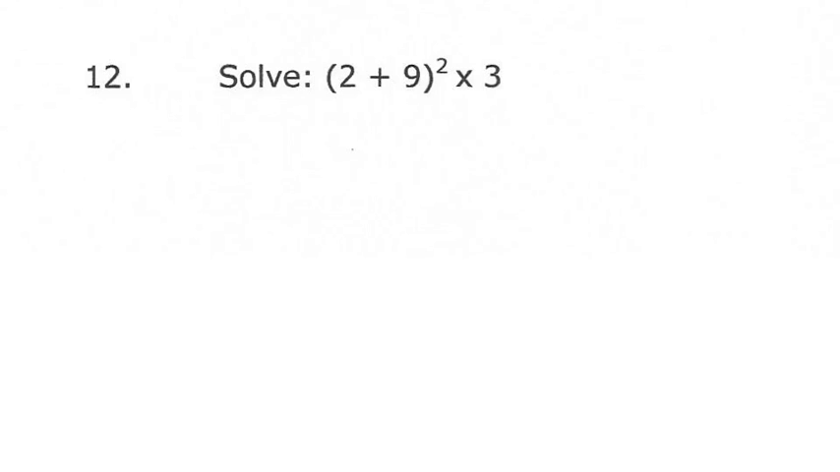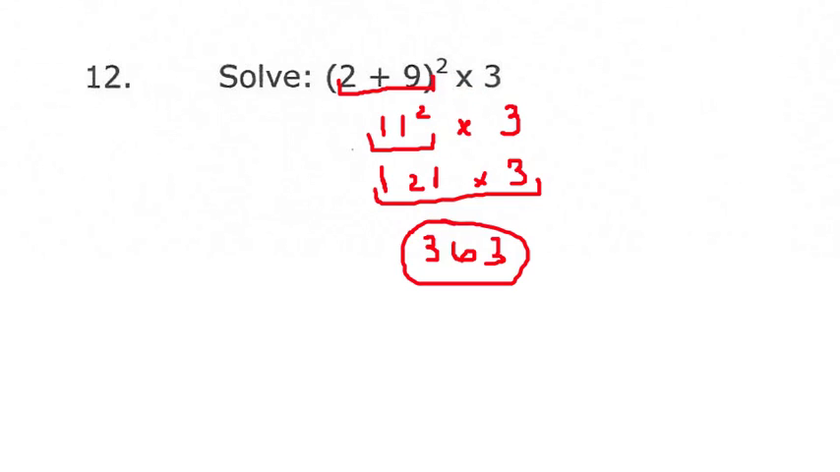Question number 12. Solve. Parentheses 2 plus 9 squared times 3. So the first step, you have to do what's in parentheses. 2 plus 9, which is 11. Then you square it. 11 times 11 is 121, times 3. Your answer is 363.